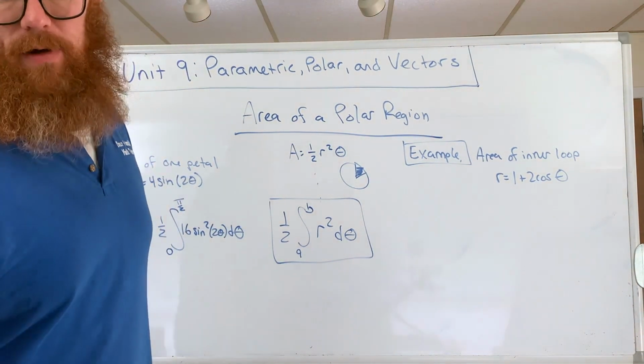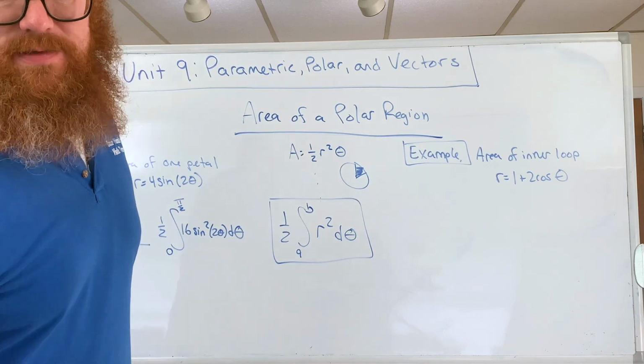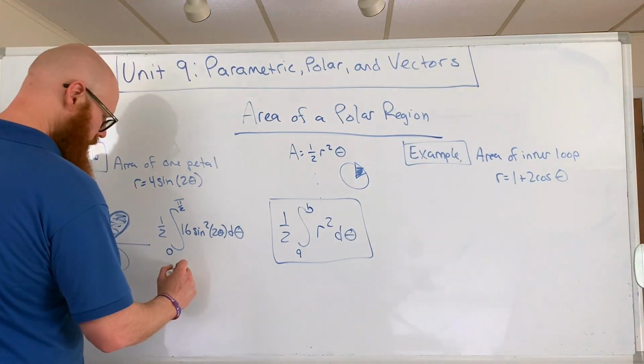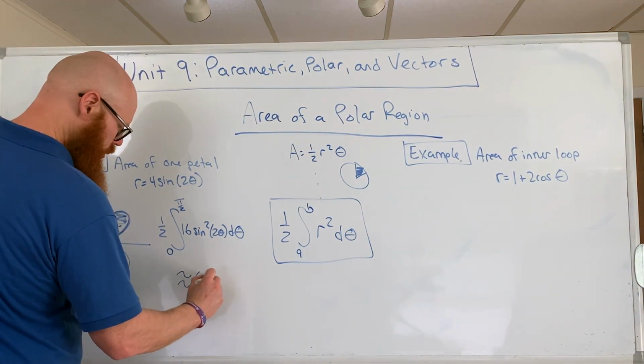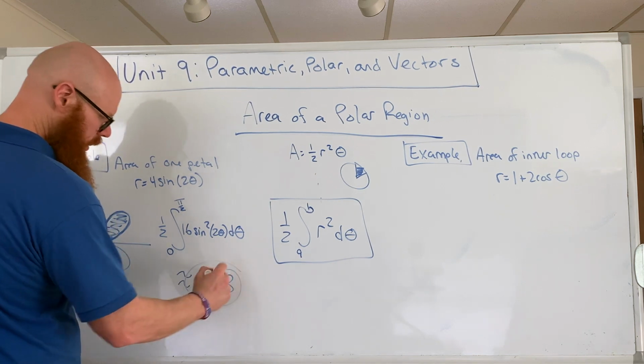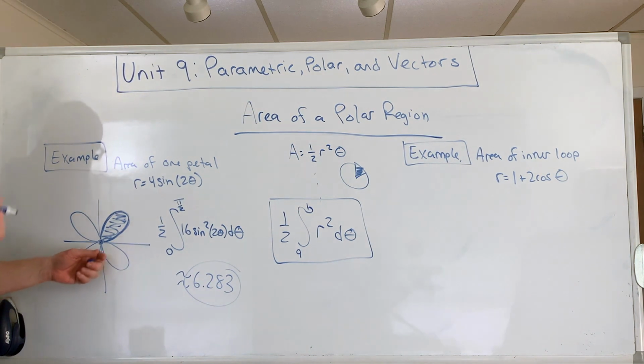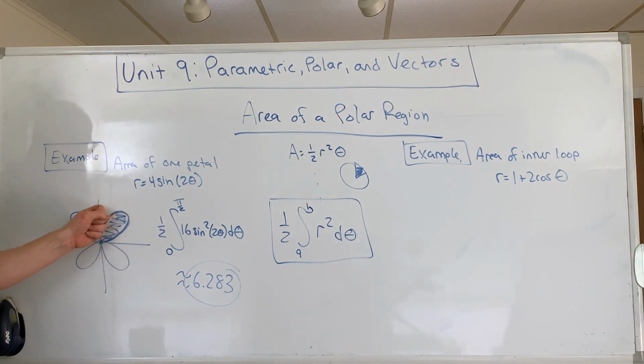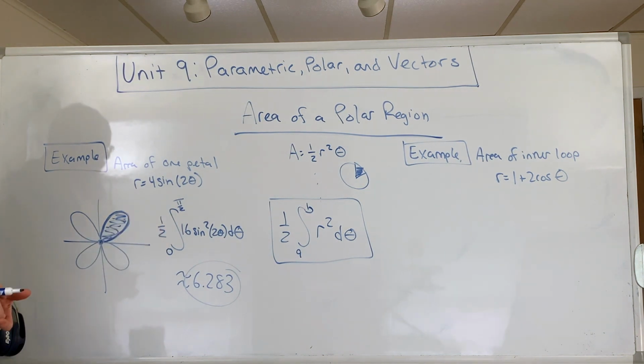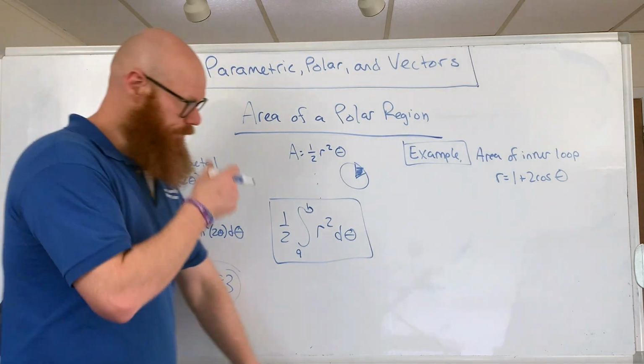And I did that already in the calculator. That ends up being about 6.283, which looks like it's just 2 pi. But again, I just did that in the calculator. So the key is to know how to set this up and how you pick the limits of integration, right? So let's look at another example.